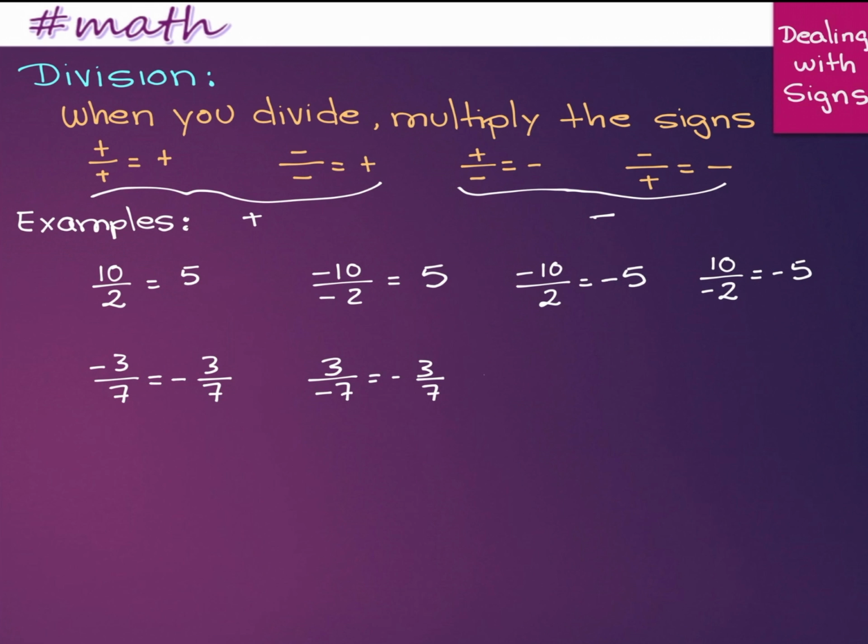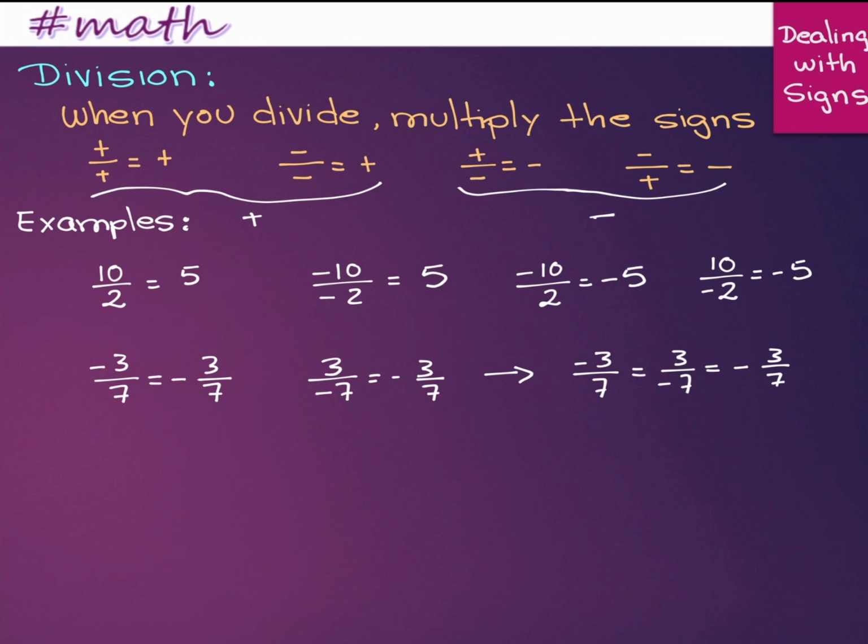So we conclude that no matter if the sign is in the top or in the bottom, as long as they are different, the fraction is going to be negative. So negative 3 over 7 is the same as 3 over negative 7, which is the same as negative 3 over 7. Keep that in mind so when we do slopes, you have this really clear.